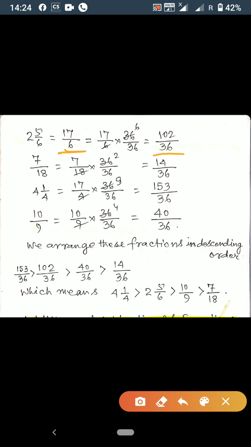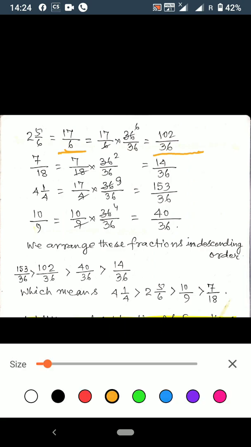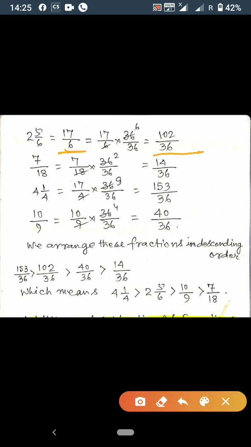6 ones are 6, 6 sixes are 36. 17 sixes are 102 by 36. 7 by 18 can be written as 7 by 18 multiply 36 by 36. 18 ones are 18, 18 twos are 36. 7 twos are 14 by 36.